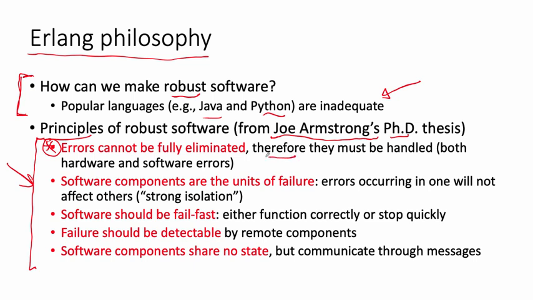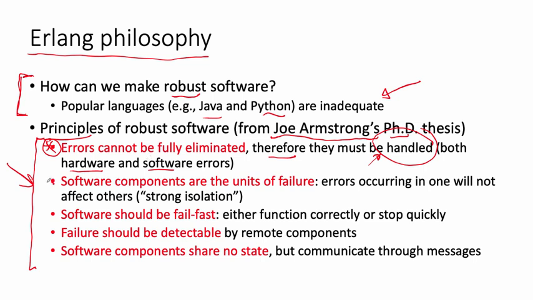Therefore, you have to handle them. Okay? You cannot assume that the software will not have errors. You will have to assume there will be errors. So you need mechanisms to handle them. And we're talking about both hardware and software errors, not just software, any kind of error. Maybe the process crashed because of a hardware problem, or maybe it's a software problem. For Erlang, it's the same. We have to handle it.